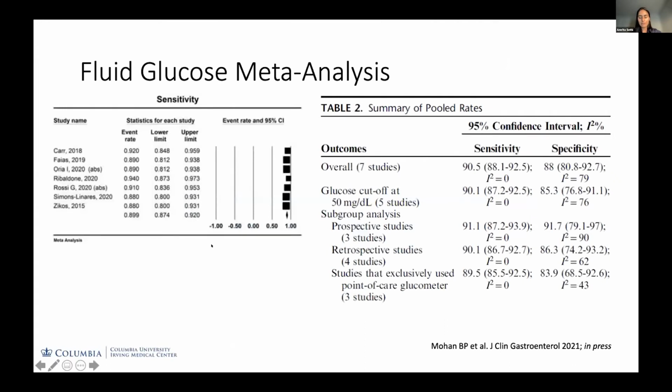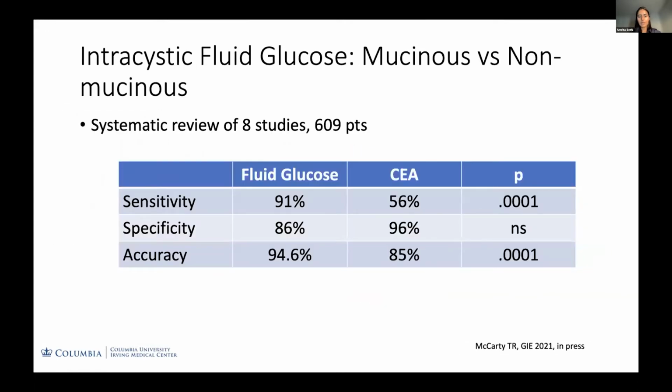Well, one biomarker that has recently gained significant attention, over the past 2 to 3 years, is the fluid glucose of the cyst fluid itself. In this meta-analysis that looked at 7 studies that measured the intracystic fluid glucose, they found that with a glucose cutoff of less than 50, the sensitivity was 90% in diagnosing mucinous lesions, with a specificity of 85.3%. And this was true for both prospective and retrospective studies, as well as the way in which the glucose was detected.